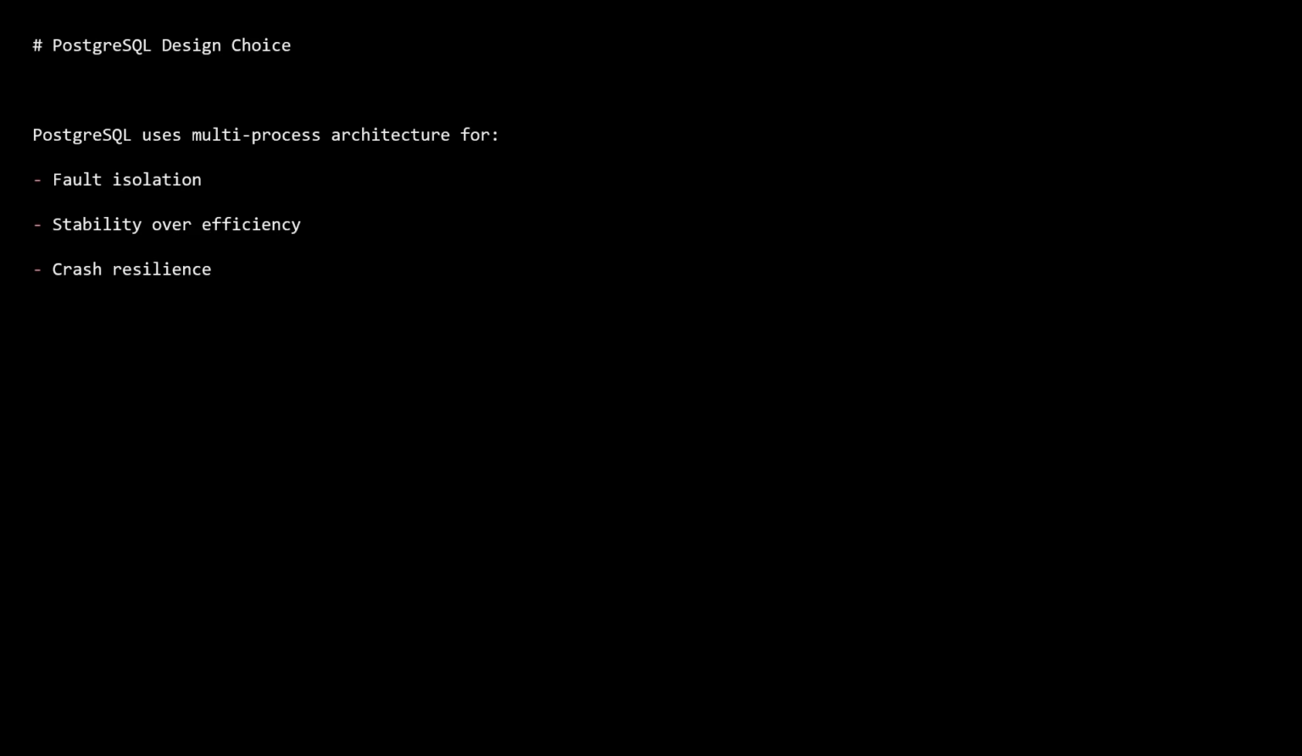PostgreSQL chose the multi-process model when designed in the 1980s and 1990s. It has kept this architecture. If one client connection crashes, others remain unaffected. Stability over memory efficiency.